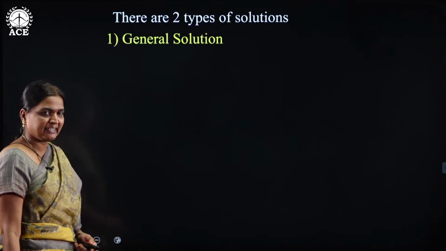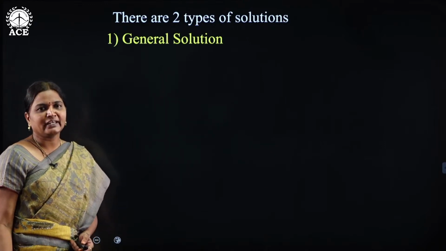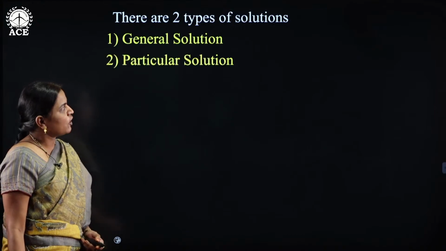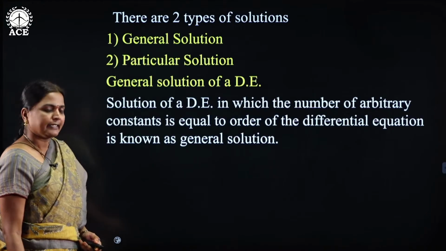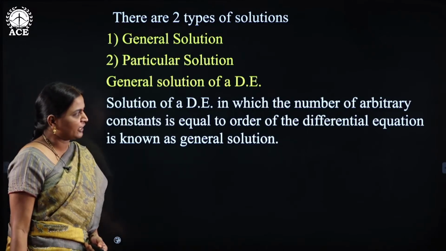First one is a general solution. So, what is the general solution? It is nothing but a solution in which the number of arbitrary constants is equal to the order of the given differential equation.